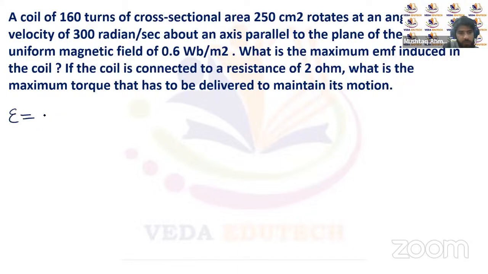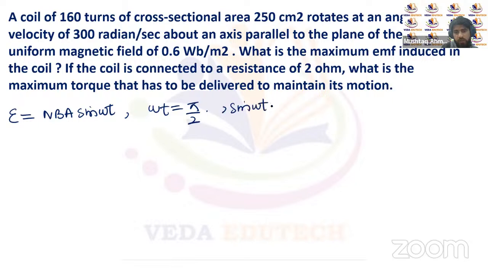So our EMF will be equal to NBA sine of omega t, right? Now let's suppose omega t is equal to pi by 2. Then sine of omega t will be equal to 1, right? Now the question is, what is this omega? This omega is what we call the angular frequency here.